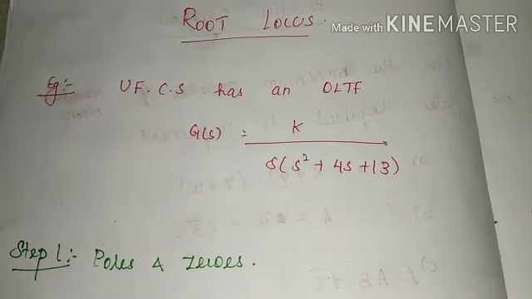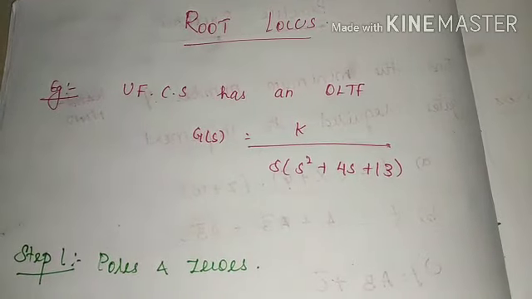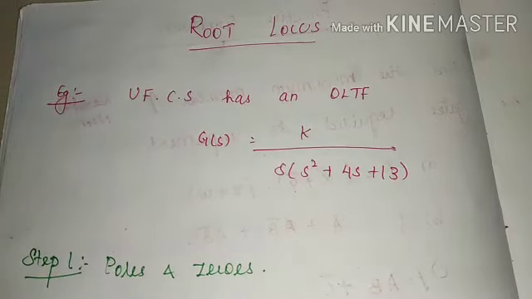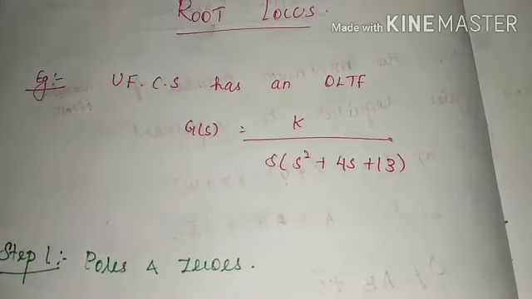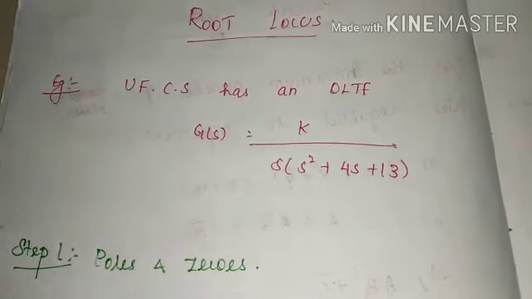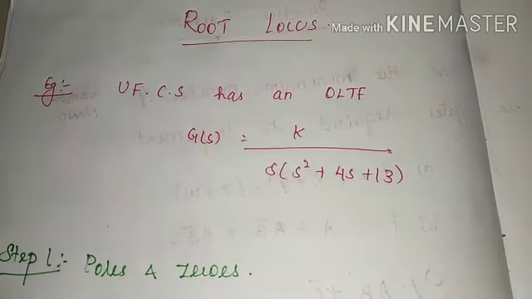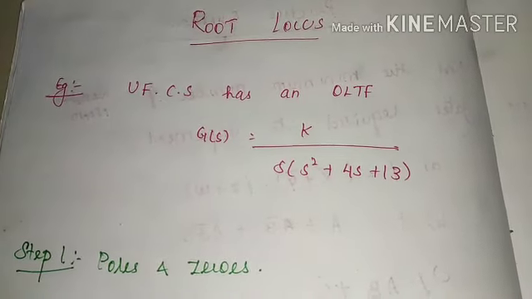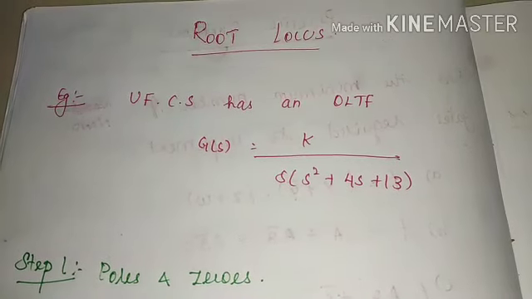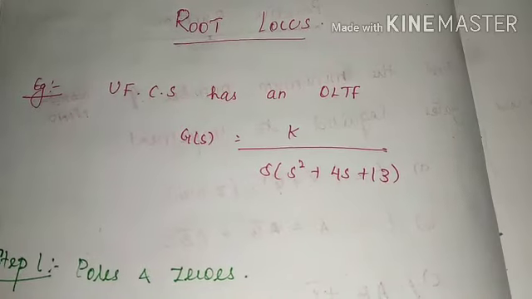This root locus topic is a very big topic, but from a competitive exam point of view, people will ask what is meant by poles and zeros. We have to locate the poles and zeros, as well as the number of root locus branches, number of asymptotes required, angle of asymptotes, the centroid point, and the breakaway and break-in points. These are the important points we need to remember while calculating the root locus.